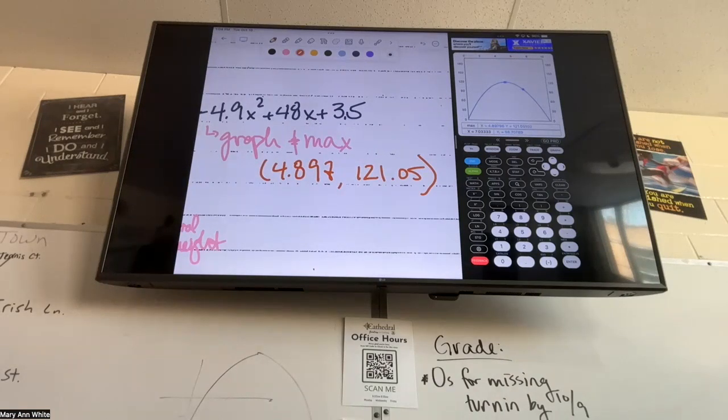The problem said, what is the maximum height and how many seconds will it take to reach that height? I'm going to argue we have both of those numbers. Which one's your max height? 121, very good. And then which one is how long it takes to get there? Good, that's your seconds.